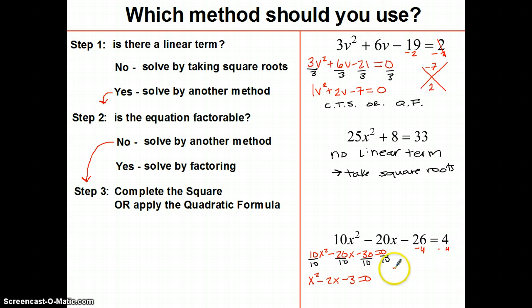To check whether or not it's factorable, I set up my diamond. Negative 3 times my leading coefficient of 1 is negative 3. That goes on top, and negative 2 on bottom. There are two numbers that complete this diamond, and that would be negative 3 and positive 1. Since there are two numbers, I solve by factoring.